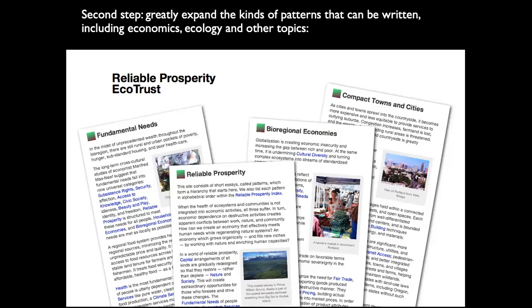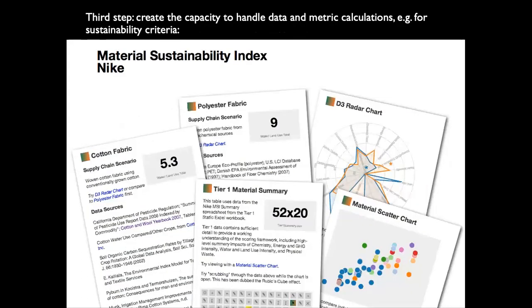There are many other examples of pattern languages in economics, by the way, and in many other fields, as we talked about. And then here is another thing that Ward did. He went to work for Nike as their open data fellow, and he took their material sustainability index that they had already developed in a kind of complicated spreadsheet format, and he developed it into this federated wiki system. So, for example, a Nike shoe designer can say, well, I'd like to use a cotton fabric, maybe I'll try a polyester fabric. Let's see, okay.